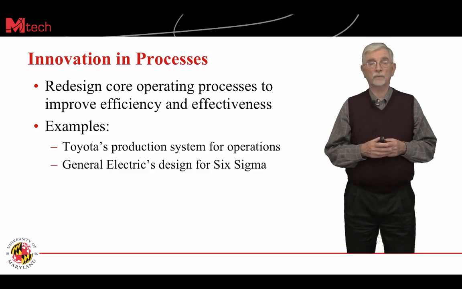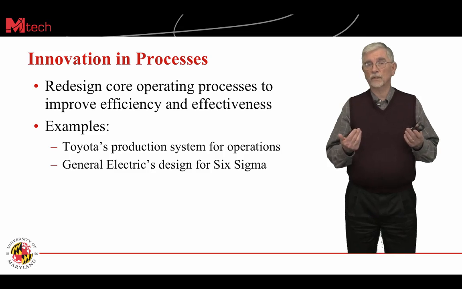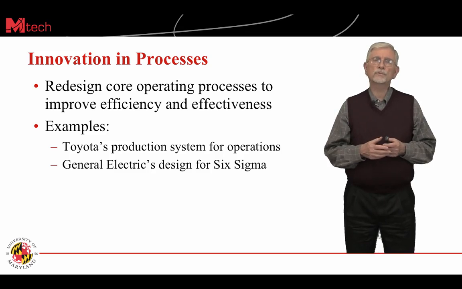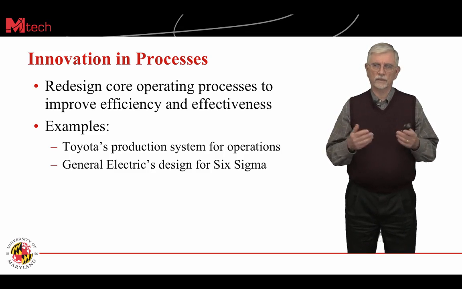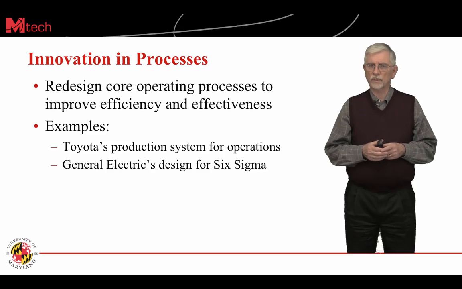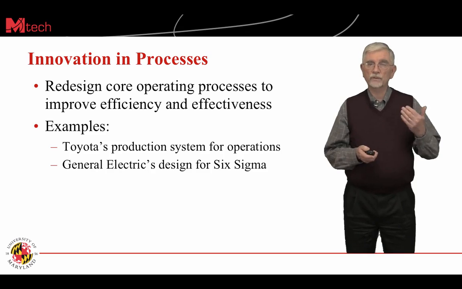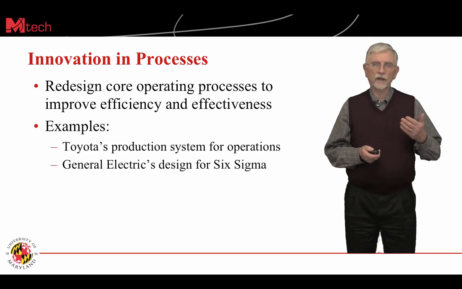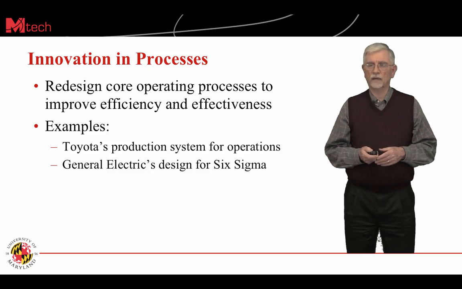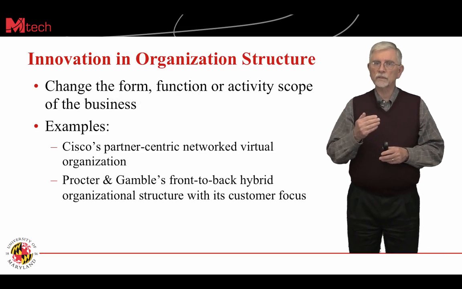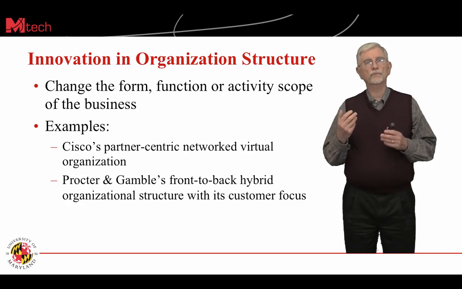And so some examples of that are where Toyota's production system for its operations has really become a very streamlined and practiced operation. General Electric's design for Six Sigma is, again, another efficiency, internal refinement and improvement practice that they have within the firm. Another example is innovating in the organizational structure.